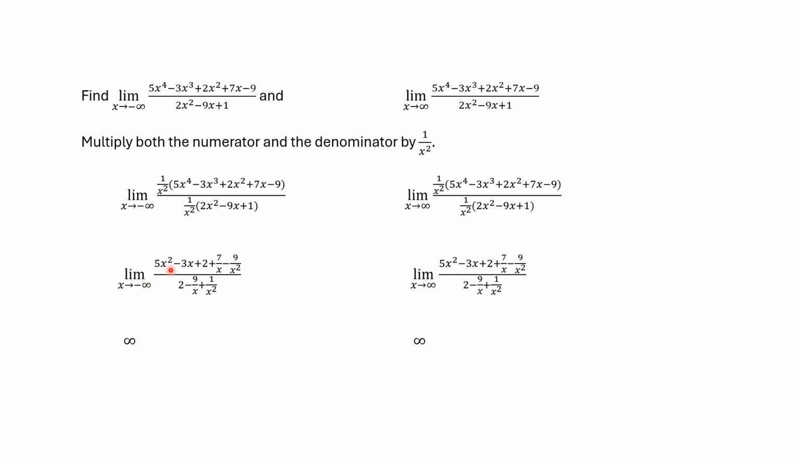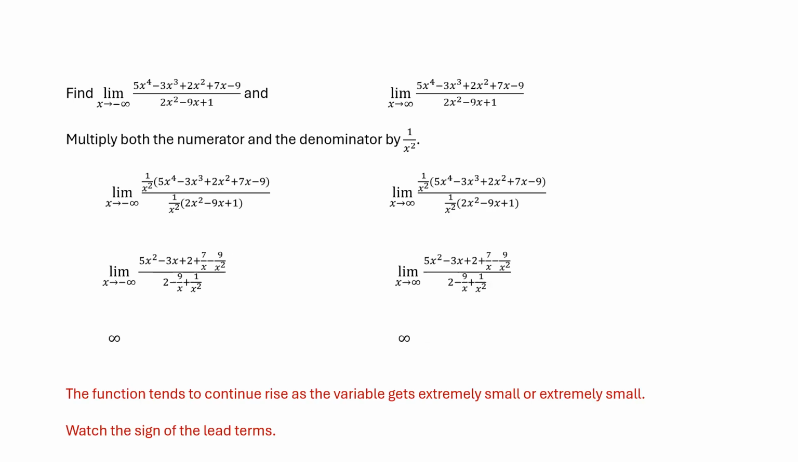Had this been a different case where we would have a negative lead exponent, we might end up with negative infinity. Or if we would have had a negative multiplier, the same would have been the case. The function tends to continue to rise as the value gets extremely small or goes toward negative infinity. Watch the sign of the lead term.